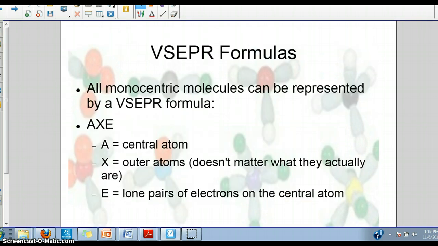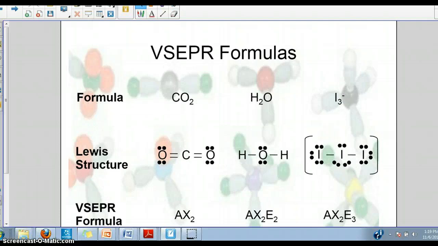All right, we're going to use special formulas when we're talking about VSEPR to better understand what's going on. We're going to use the letters A, X, and E. Now on your paper we use A, B, and E. B and X are interchangeable. They mean the same thing. A is our central atom. X would be any outer atoms or any electron pairs that are attached, and then E will be the lone pairs of atoms, or lone pairs of electrons that are on the central atom.